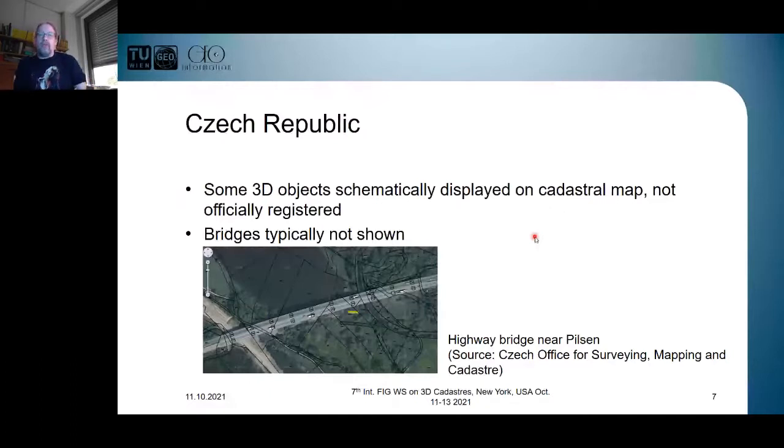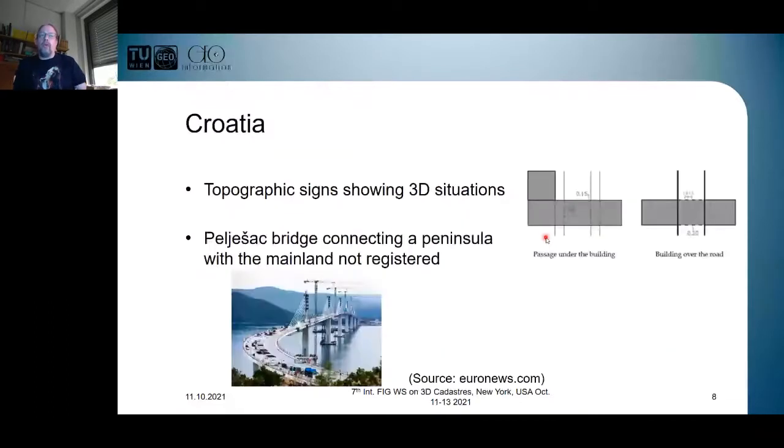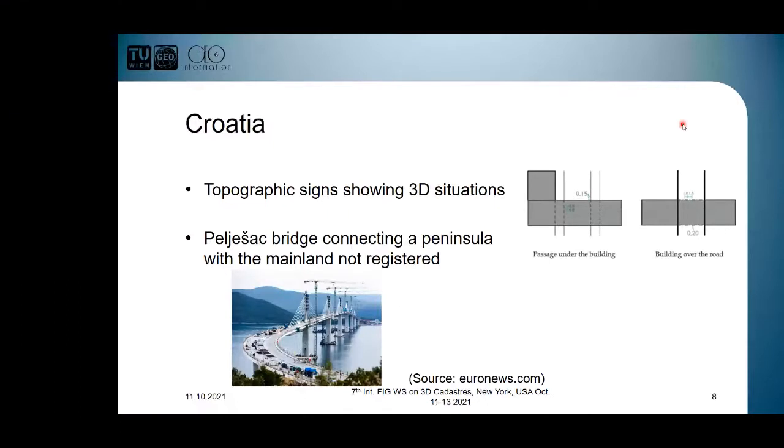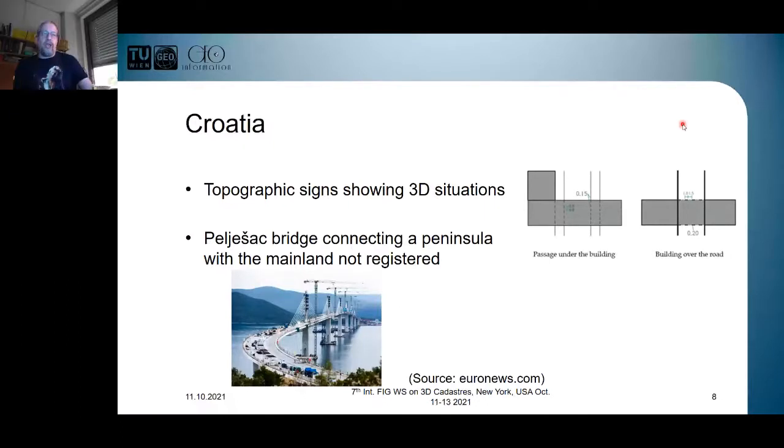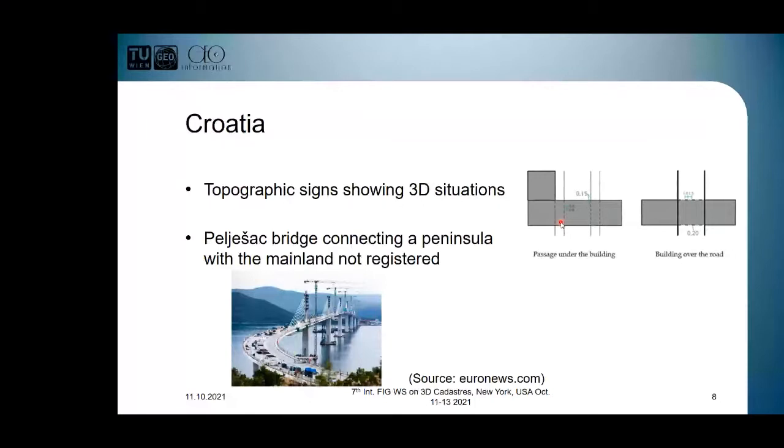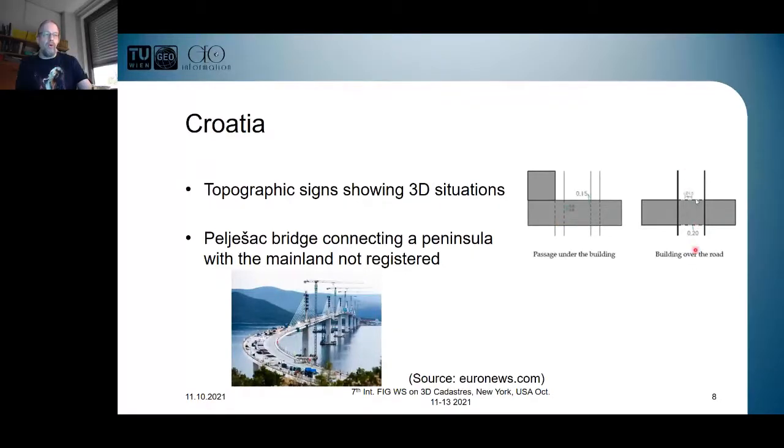If we go to Croatia, Croatia uses topographic signs showing three-dimensional solutions. So they have a 2D representation. The line style changes if something is below the ground. So here it's a passage below a building, above something. So this is a building over a road. You see the road is connected here, and on top of that, the building connects the two sides.